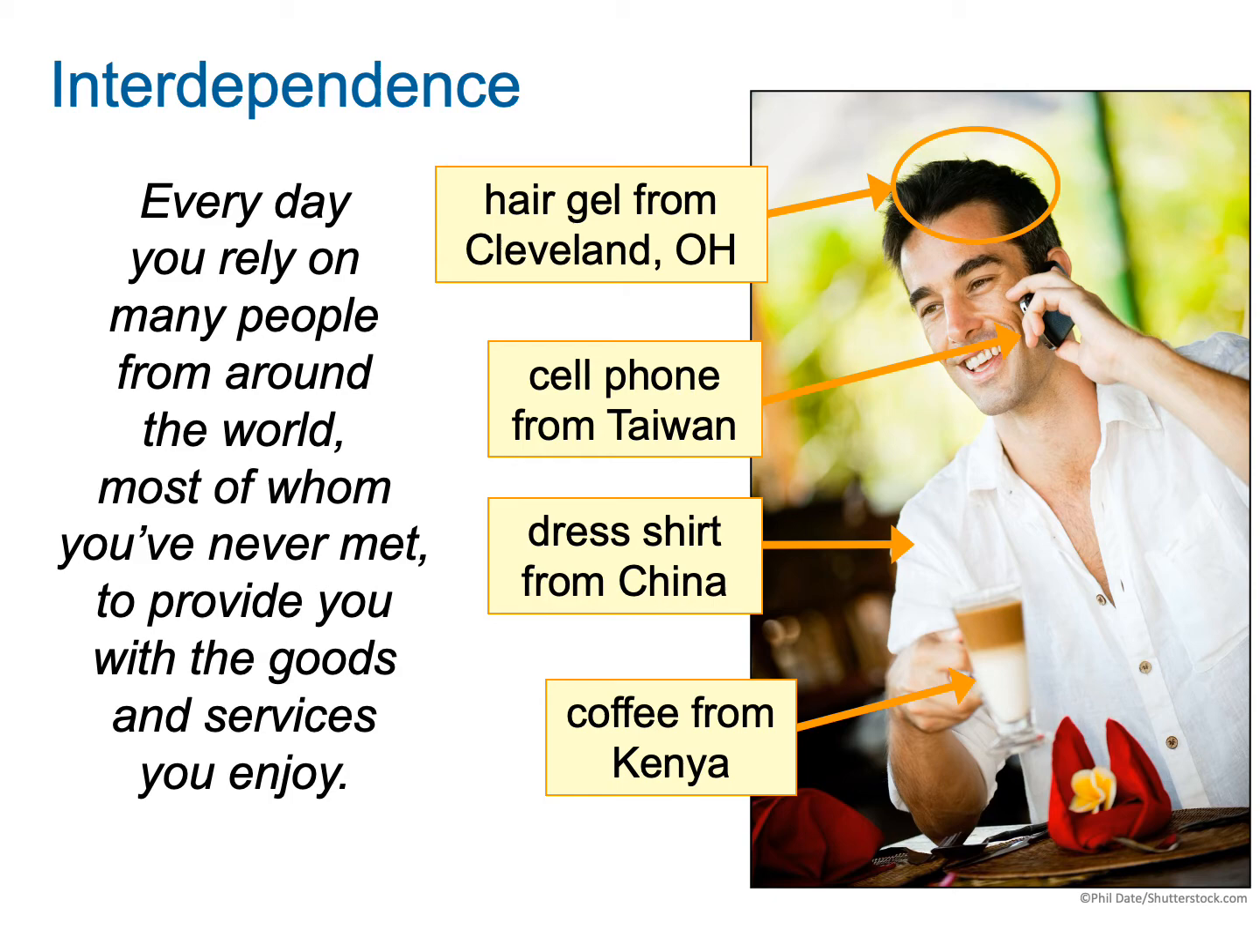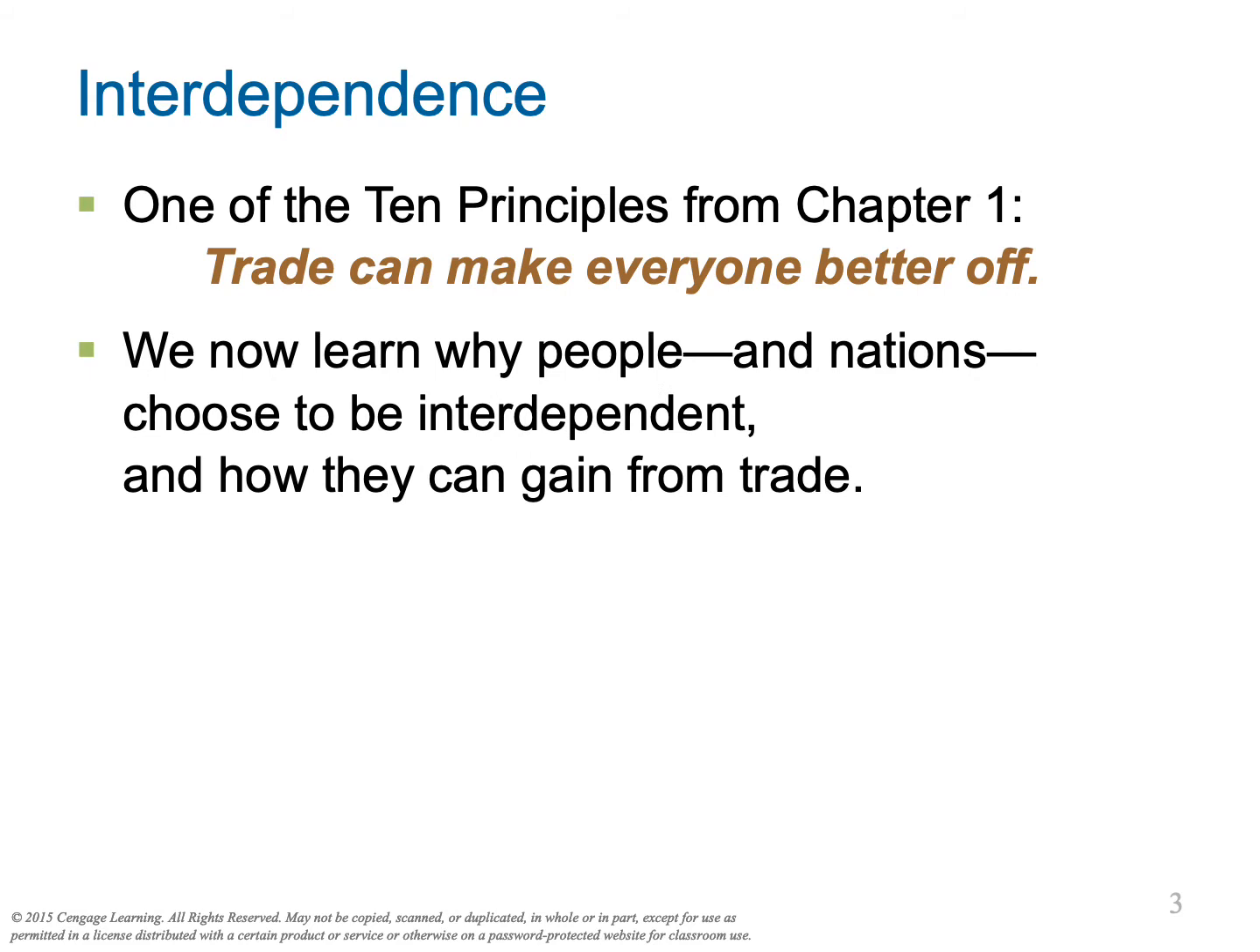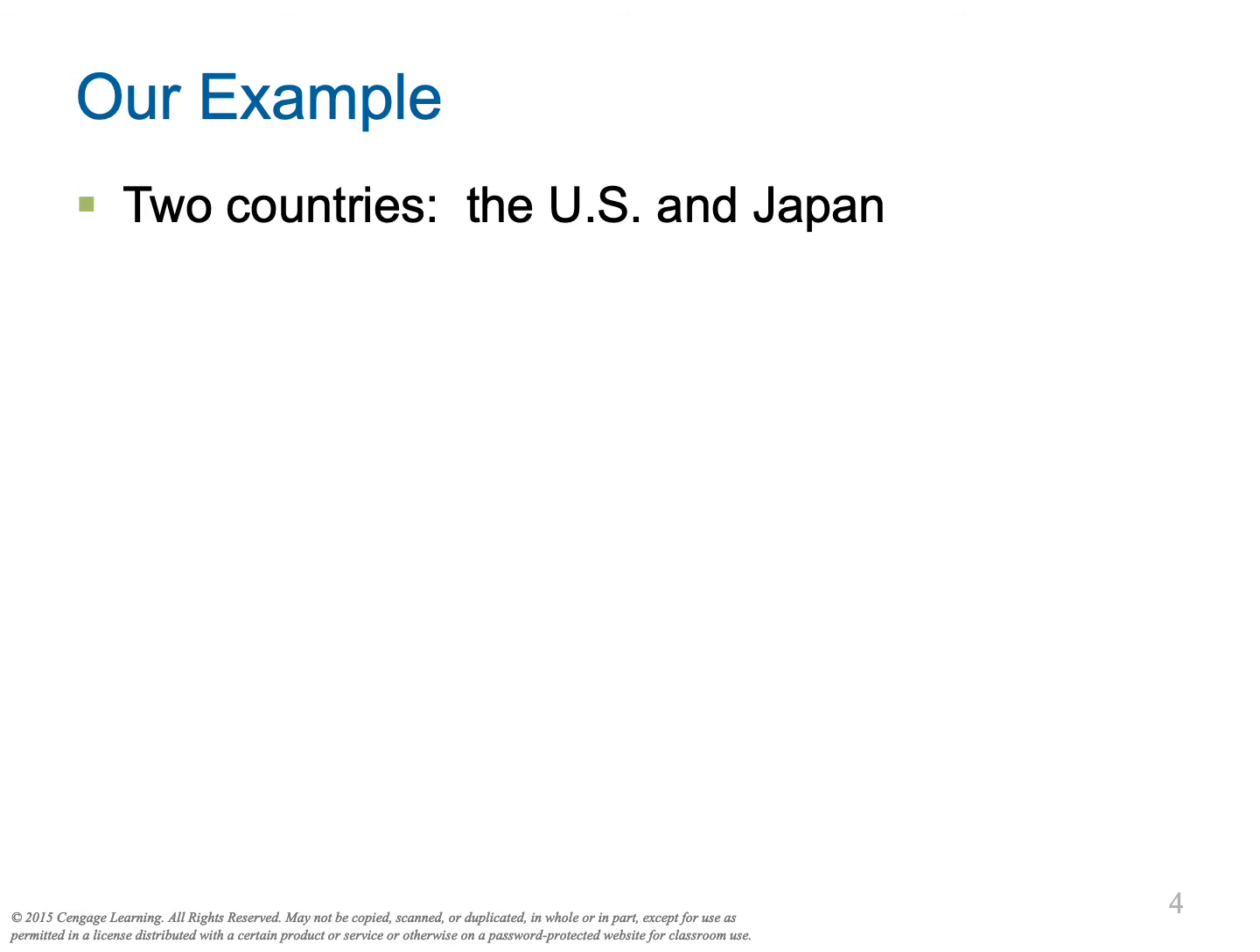All right, so interdependence, if you'll recall, this idea that trade can make everyone better off, it was one of the 10 principles we learned in Chapter 1. But now we're going to learn why people and nations choose to be interdependent and how they can gain from trade. And we're going to do this by example. So in our example, we've got two countries, the U.S. and Japan, and we have two goods, computers and wheat.